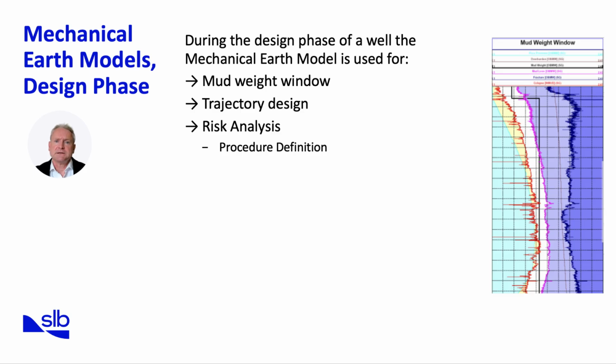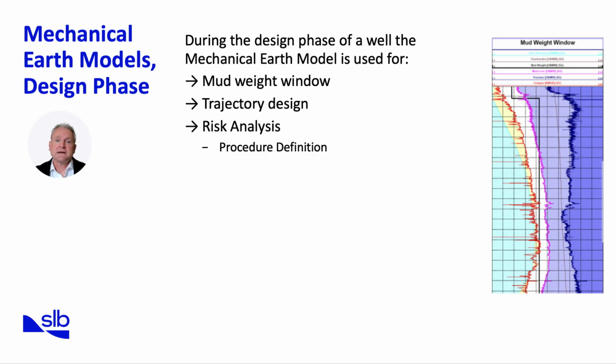During the design phase, the mechanical earth model is central to planning a safe and efficient well. One of the first applications is defining the mud weight window. By mapping pore pressure against fracture gradient, we can identify the safe pressure range that prevents both influx and losses. Trajectory design also benefits from MEM input. High stress formations may require adjusting inclination or azimuth to avoid unstable zones. Likewise, knowledge of stress orientation helps us choose well paths that minimize breakout or collapse risk.